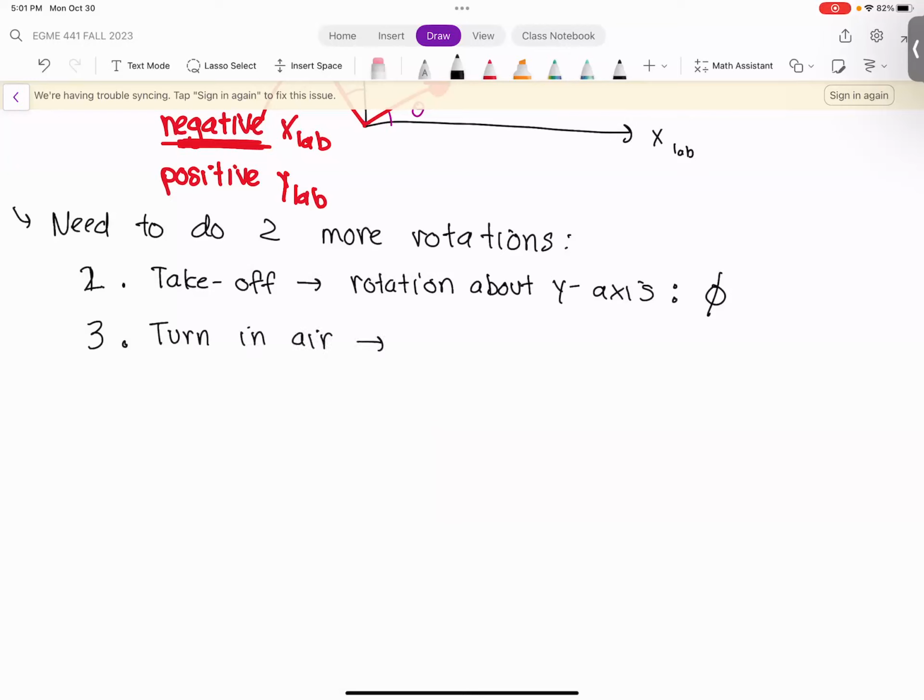After we've taken off and the plane is in the air, in order to turn and get it towards its flight path, we have to turn. A turn in the air is going to be a rotation about the x-axis. And in our figure there, it's going to be the psi angle.